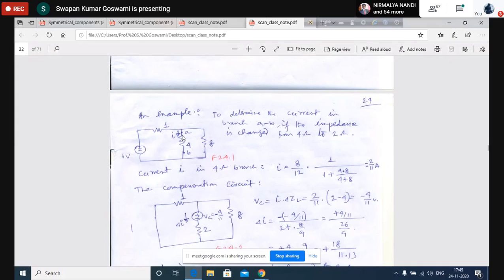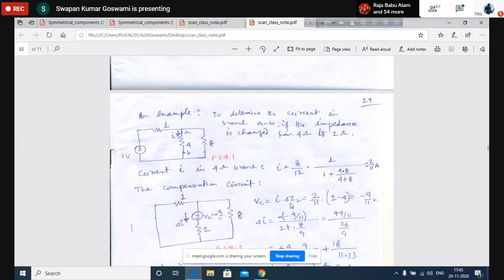Now you find out the compensation source. This is the compensation circuit. We shall remove the independent source. The 1 ohm resistance was here, it is kept here. The 8 ohm resistance is here, it is kept here. Now in this branch, resistance has been changed. Here we shall put a compensation source. What is the magnitude? It is I into delta Z. I is 2 by 11 ampere.